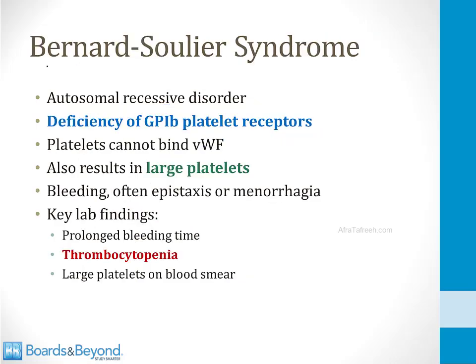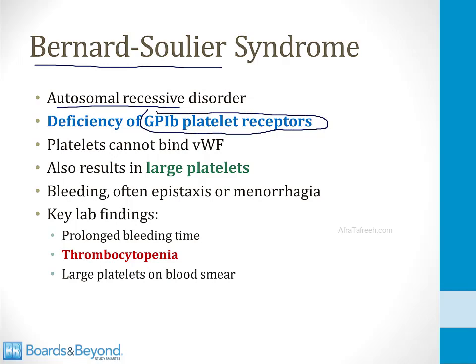The second disorder is called the Bernard-Soulier syndrome. This is also an autosomal recessive disorder, and in this disorder, children have a deficiency of the glycoprotein 1b platelet receptor. And once again, the reason this rare disorder can come up on the USMLE Step 1 exam is to test whether you understand what the glycoprotein 1b receptor normally does. And recall that that is the receptor on platelets that's important for binding to von Willebrand factor so that the platelet can adhere to damaged endothelium.